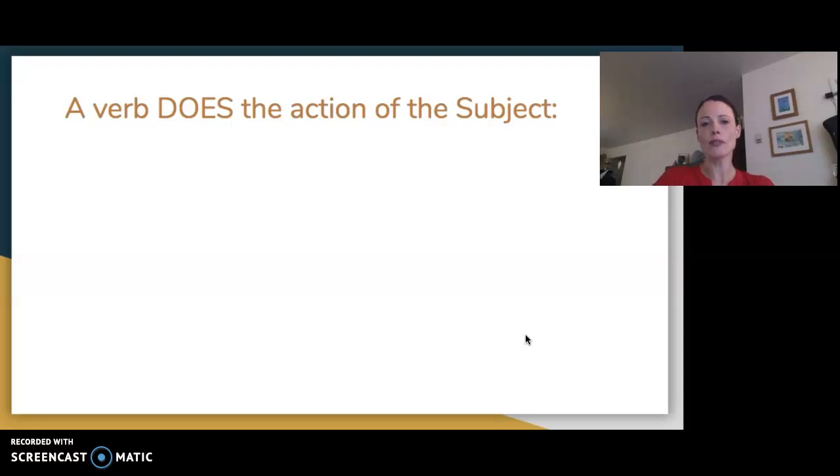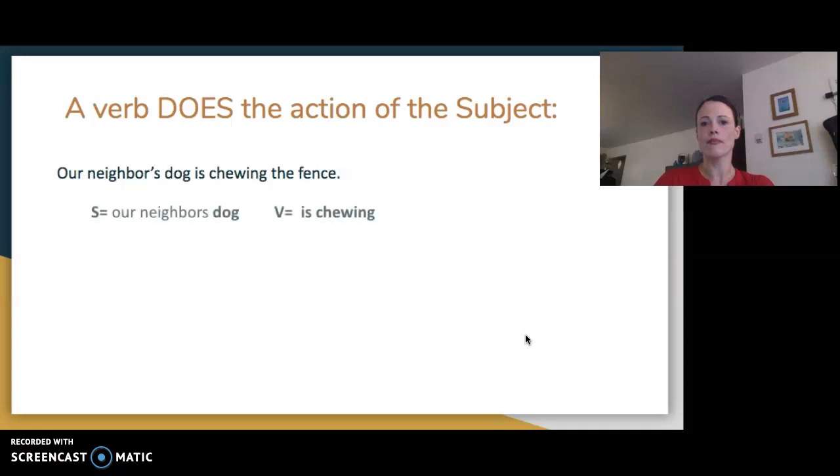So a verb does the action of the subject. So what's our subject and what's our verb here? Our subject is dog, or you could say our neighbor's dog. The verb is chewing. So the dog is doing what? The dog is chewing. So the subject is doing the verb.